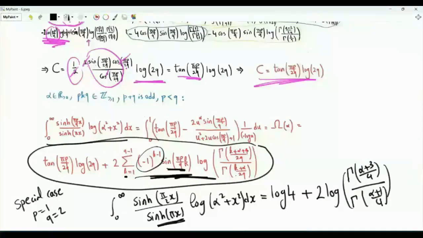Whenever this formula is applied, please keep in mind that we need to satisfy those constraints here. P plus q must be odd and p is strictly less than q. If p plus q is even, we get something that very much looks like this, but it's a different formula. And the proof is almost the same.